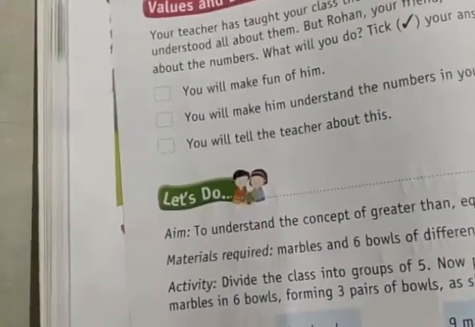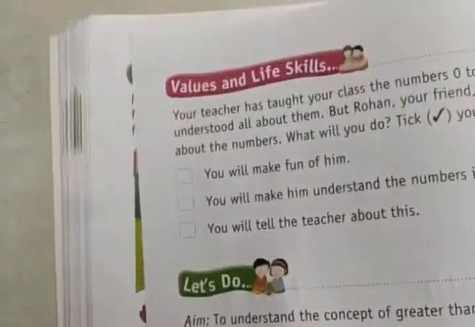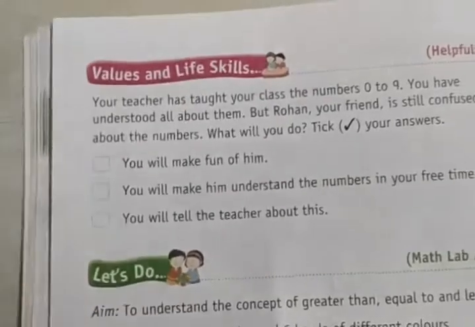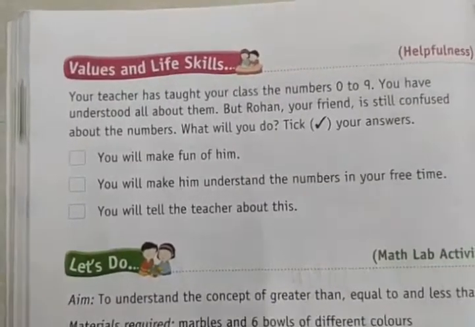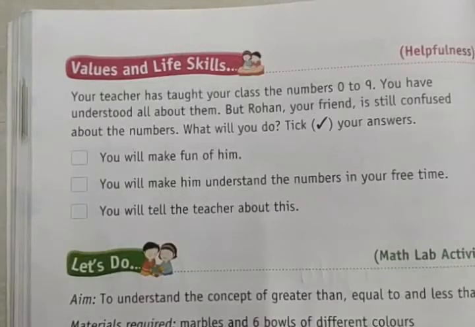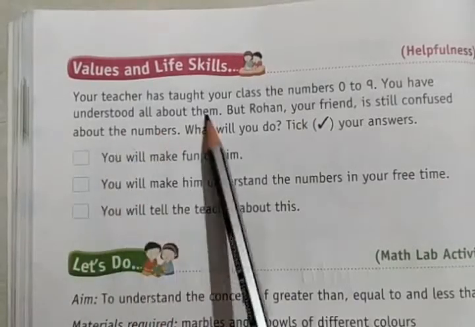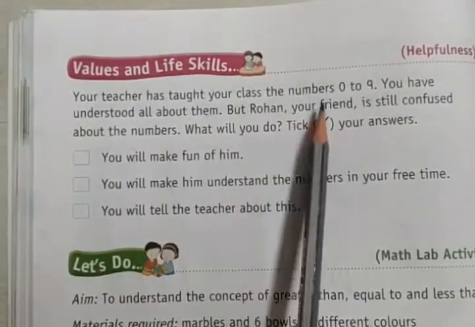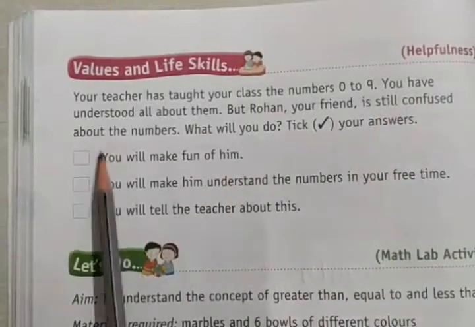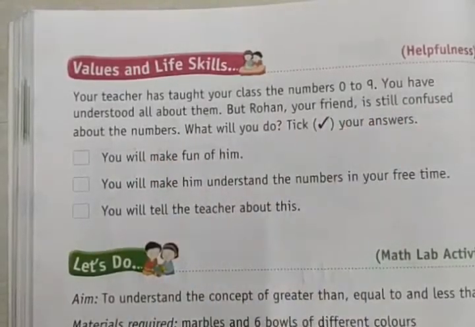Value and life skills. As I told you, after every lesson, after every unit, we are going to learn some values. Your teacher has taught your class the numbers from 0 to 9. You have understood all about them. But Rohan, your friend, is still confused about the numbers. What will you do?